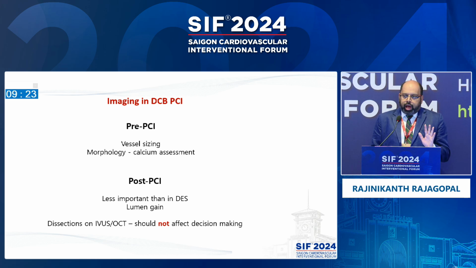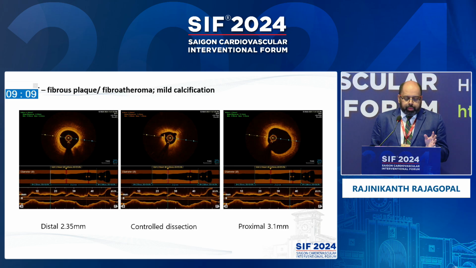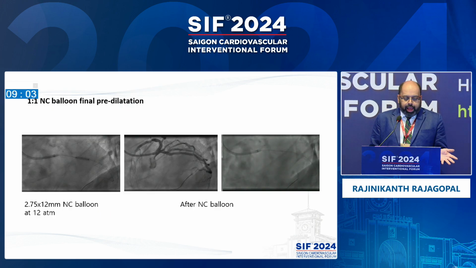In post-PCI, imaging is less important than in stents. You can look at the lumen gain, which is quite helpful. But mostly decisions are made based on angiogram. So we should not worry about dissection seen on OCT and decide to stent a lesion. So in this case, we did some imaging after the scoring balloon, saw some controlled dissection, looked at the vessel diameters, then did a 1-to-1 balloon dilatation.